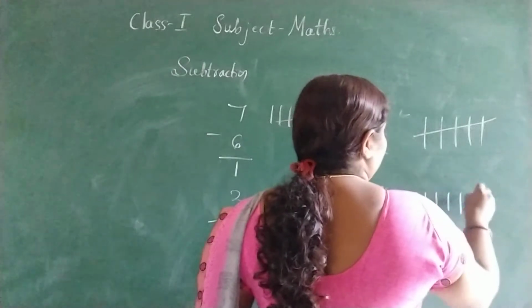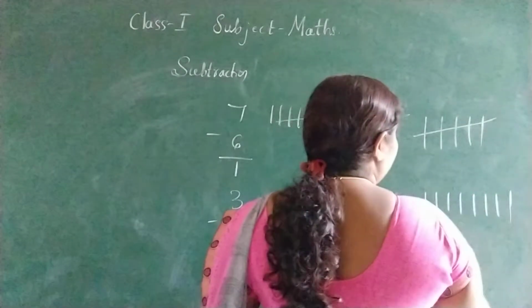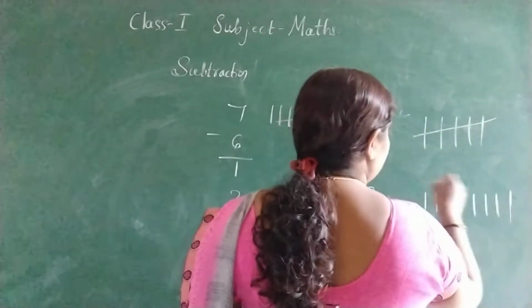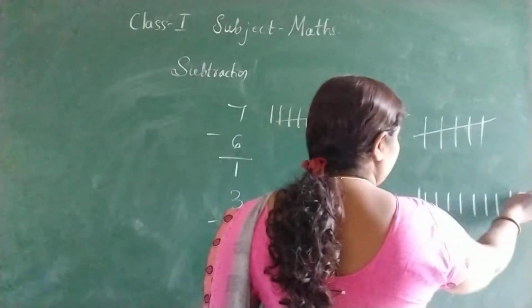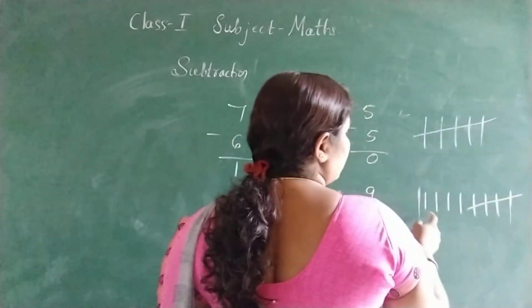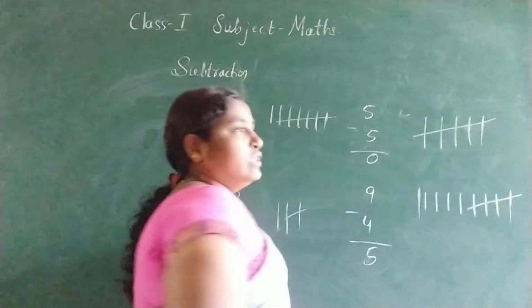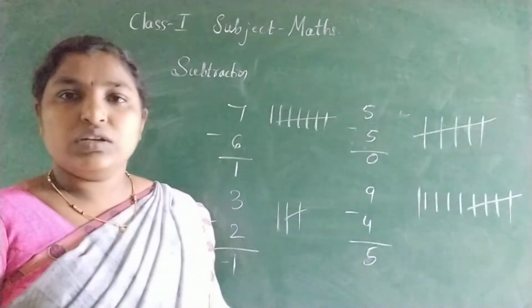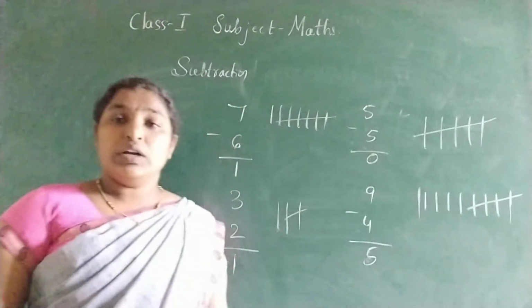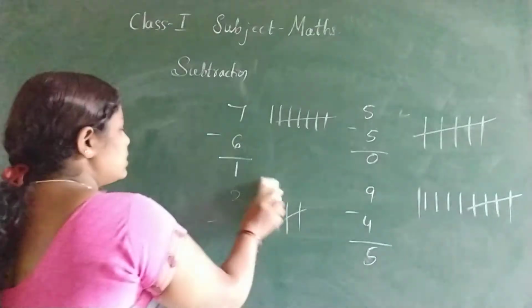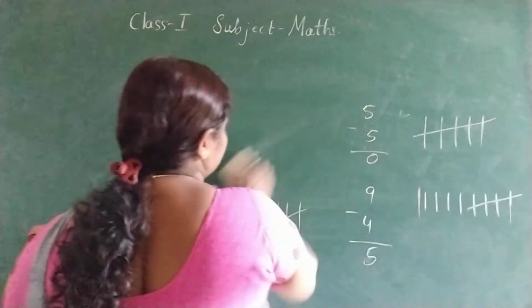9 minus 4. 1, 2, 3, 4, 5, 6, 7, 8, 9. So cross out 4. 1, 2, 3, 4, 5 is the answer. This is subtraction vertically. Next we will go for the new lesson.